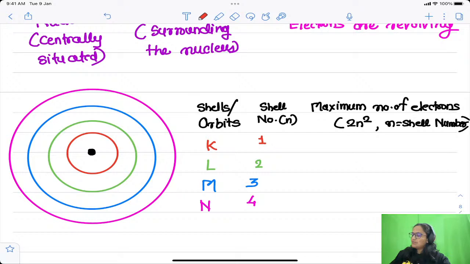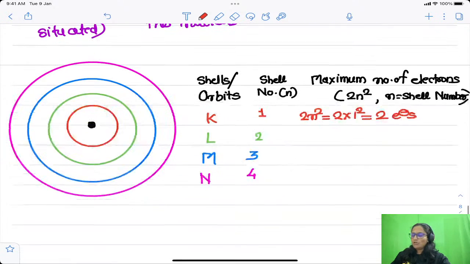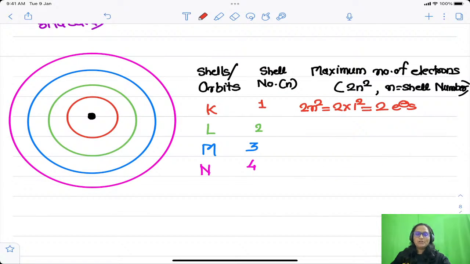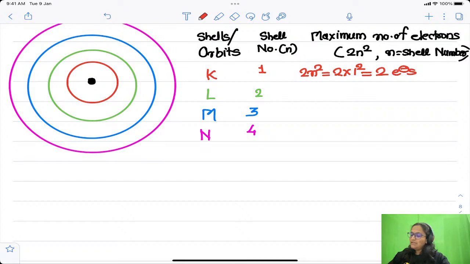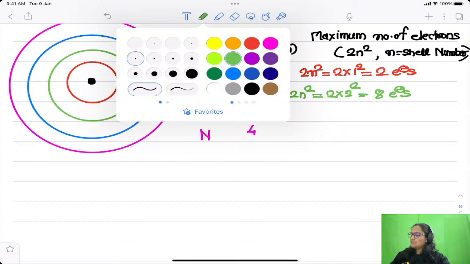Yes. So 2n square for K shell will be equal to 2 into 1 square. 1 square is equal to 1, therefore 2. How many electrons can stay in K shell? Maximum up to 2. There can be only one electron also, but what is its maximum capacity? 2 electrons. Similarly, we can find it for others also. 2n square for L shell is 2 into 2 square. 2 square is 4, 4 into 2 is 8. So in L shell, maximum up to 8 electrons can stay.